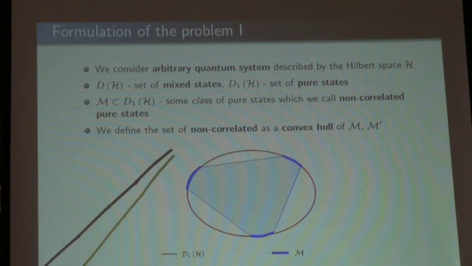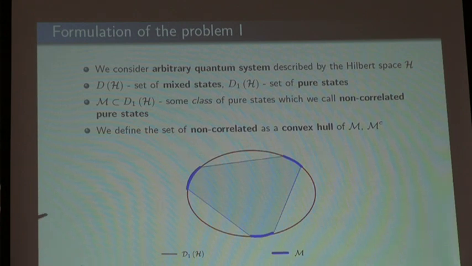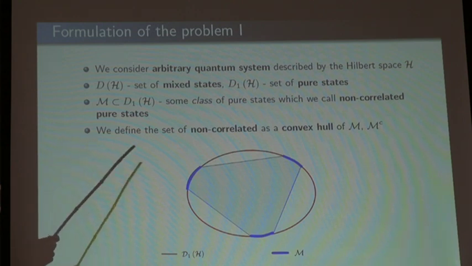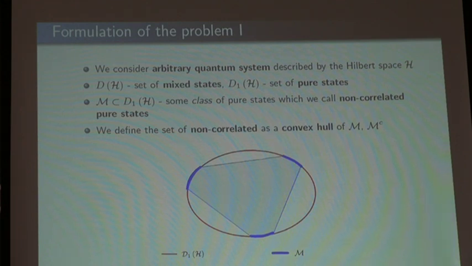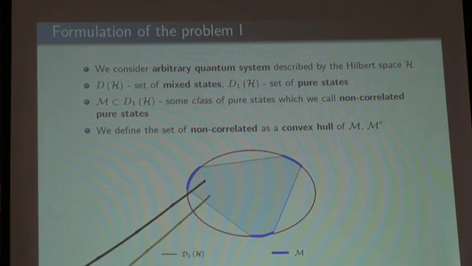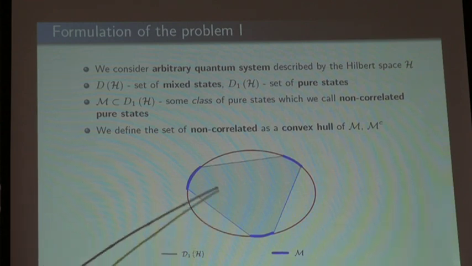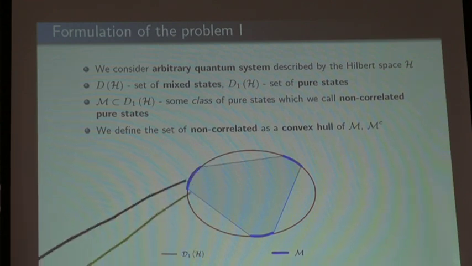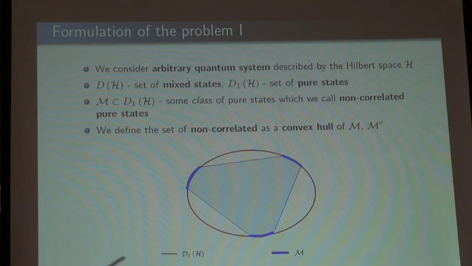Then I define the set of non-correlated states as just the convex hull of this set of states in the set of density matrices. That is, I take just convex mixtures of those pure states. Okay, so the picture is as follows. I have this D1 of H on the boundary of this central region. Okay, M is here. I take all convex combinations, so I get this set. And I call this set the set of non-correlated states.